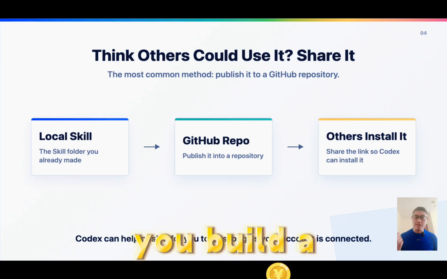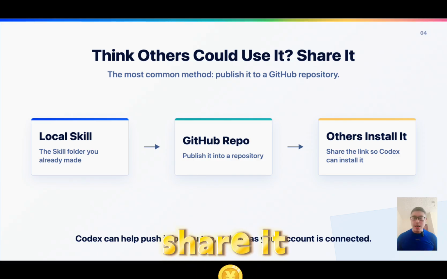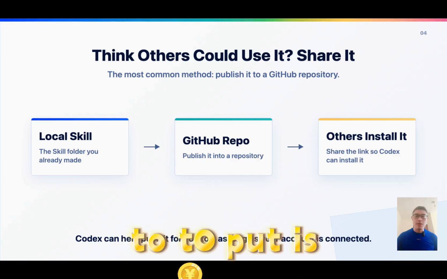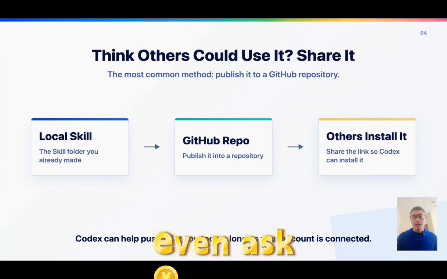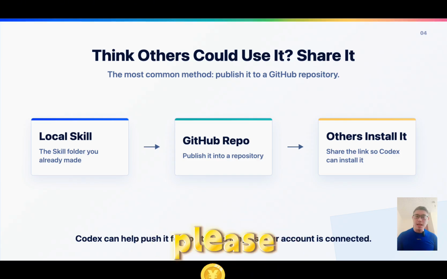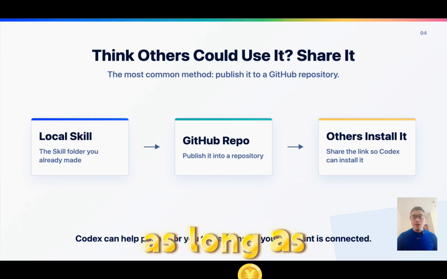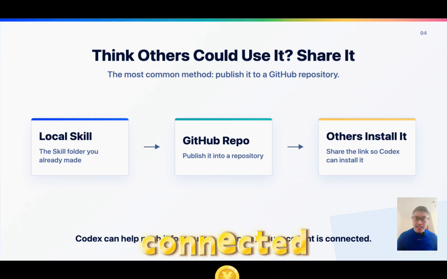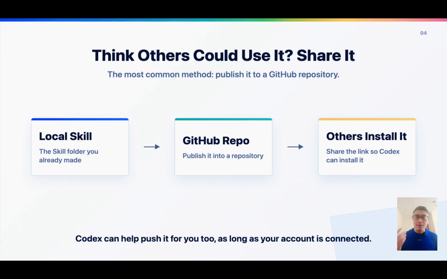Finally, if you build a skill and think other people might find it useful, you can share it. The most common way is to put it in a GitHub repository. You can even ask Codex to help. Please push this skill I created to GitHub. As long as your GitHub account is connected, Codex can help you package and publish it.